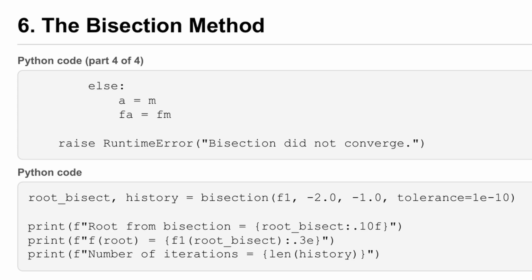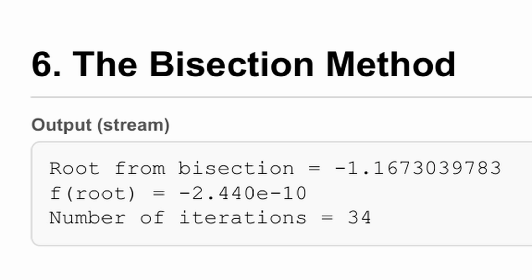If the function does not find a root within those limits, we raise an error to indicate it did not converge. Here, we apply our bisection function to the polynomial we looked at earlier. It successfully finds the root at approximately -1.167, requiring 34 iterations to reach a very high level of precision.